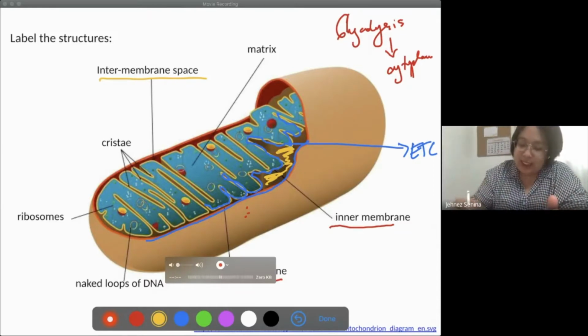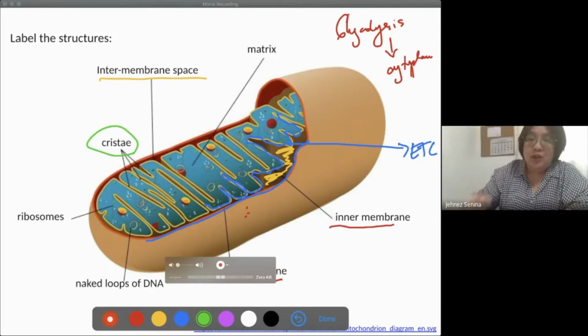That space is also important because it determines how much of a concentration gradient you can form. Next, what do we have here? Cristae. Cristae is just an academic term for the folded inner membrane. So the inner membrane is folded, and the folding is called a cristae. It's kind of the same. There are also ribosomes there, and naked loops of DNA, but they're not that important for our topic today.